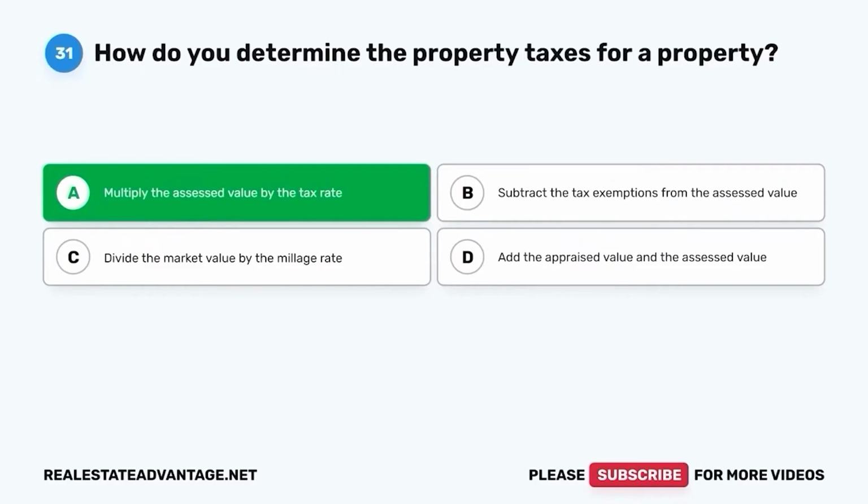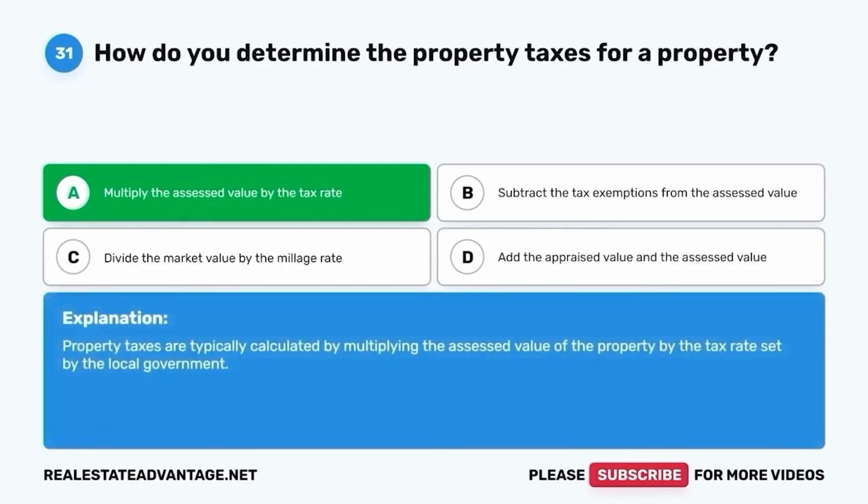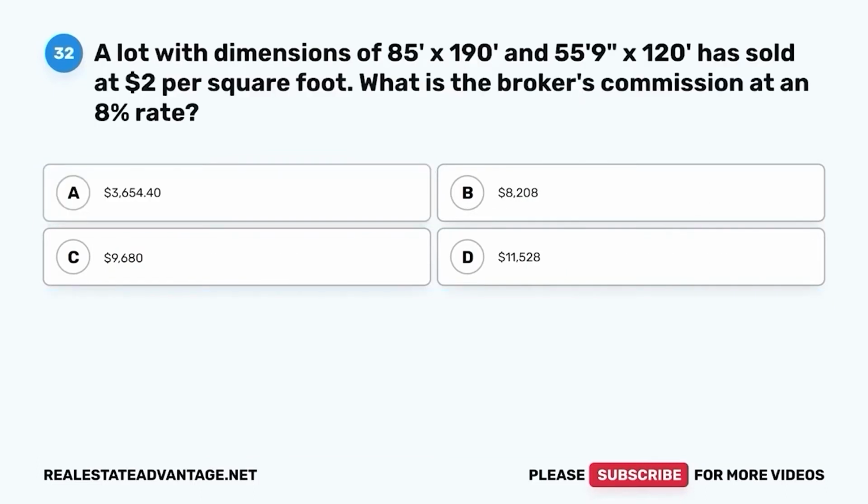Multiply the assessed value by the tax rate. Property taxes are typically calculated by multiplying the assessed value of the property by the tax rate set by the local government.